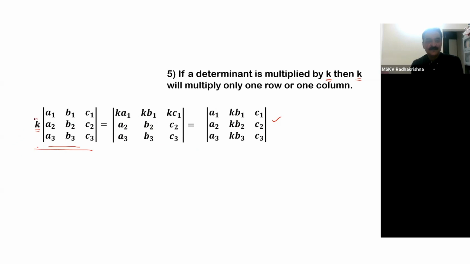This kind of number is called a scalar. And this is multiplication of a determinant by a scalar. Scalar means just a constant number. Okay.